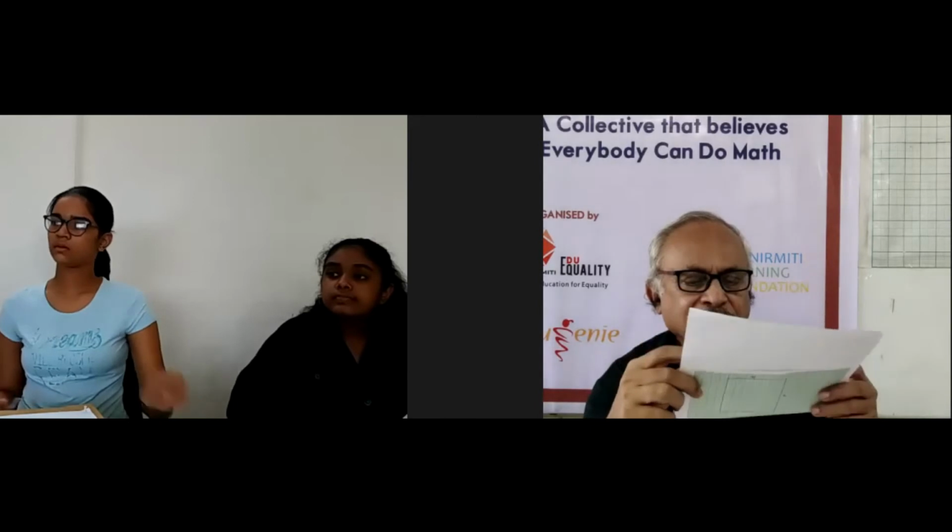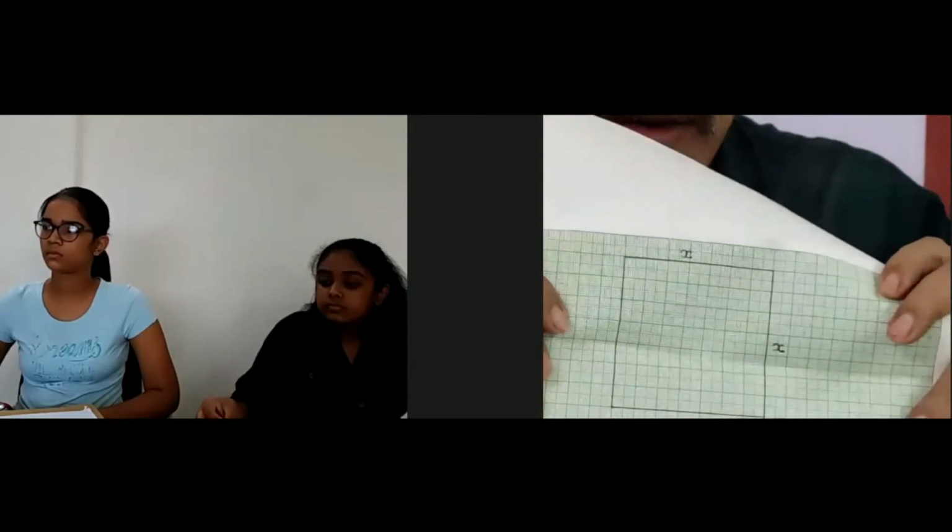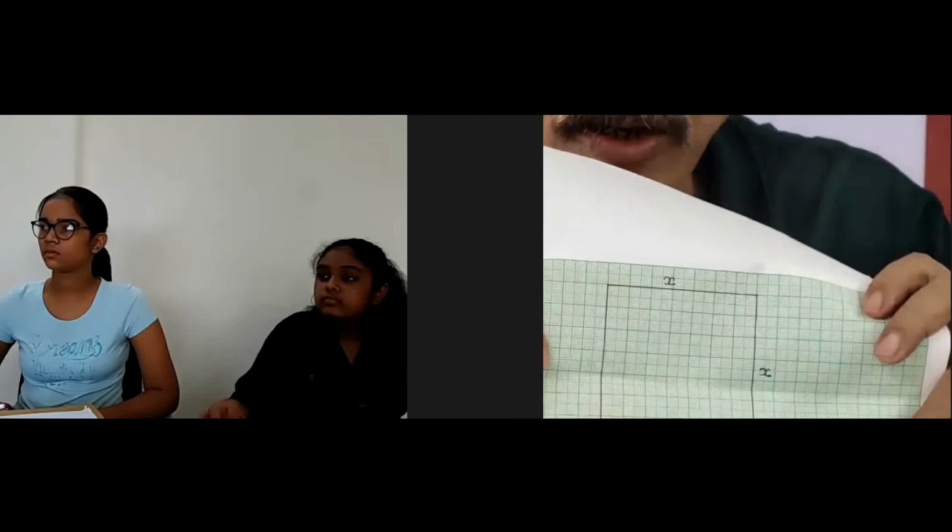Very good. Now the second problem is, you've taken, and now I'm asking you, what is this? This is X, and this is X. So what is this? X plus X, which is 2X. So this is 2X, and this is X squared. Okay, this is just revision, nothing new.